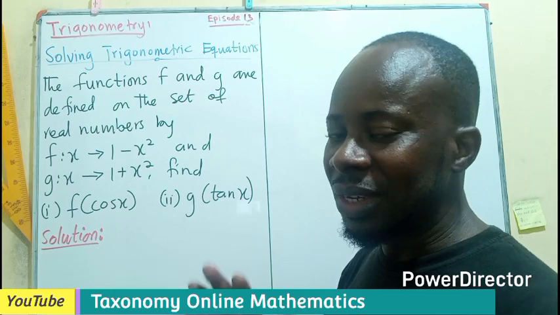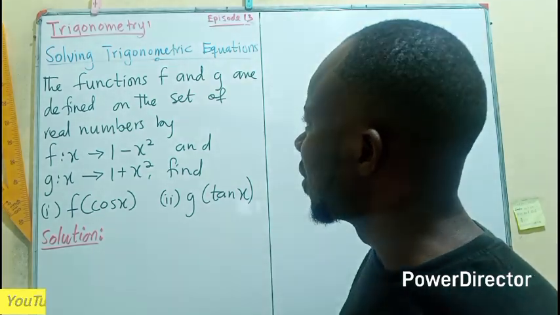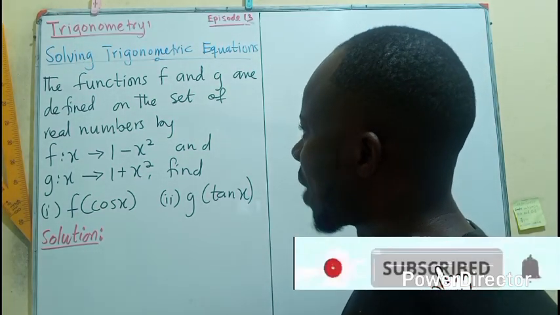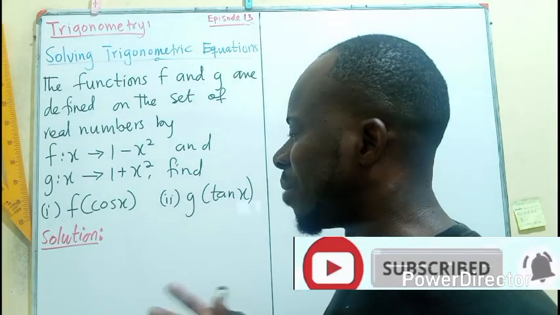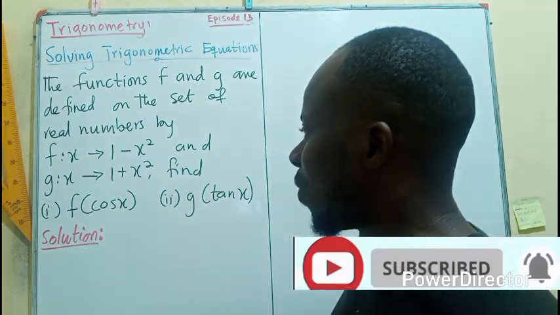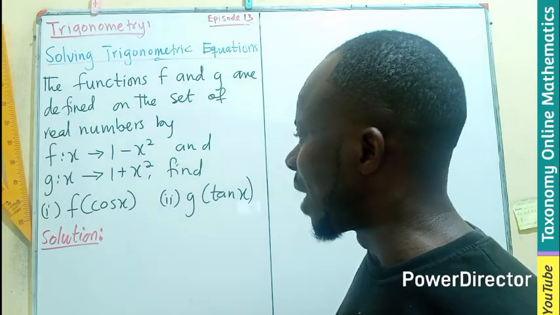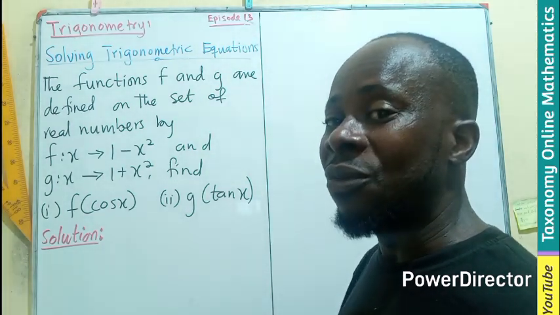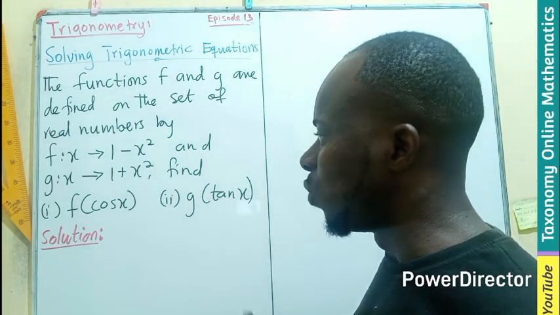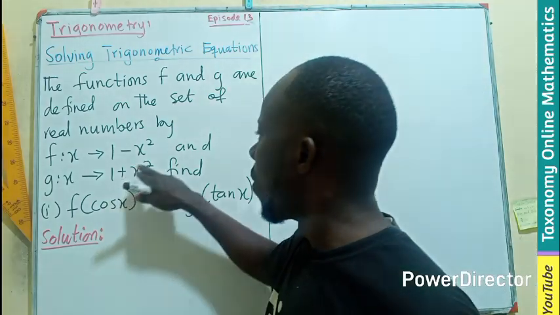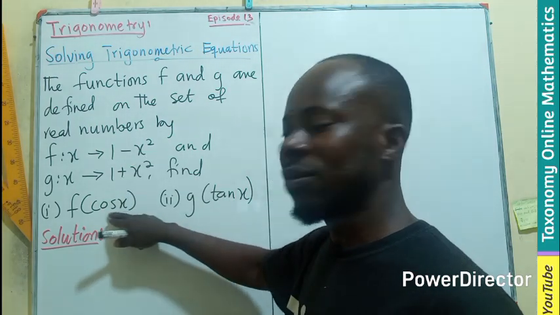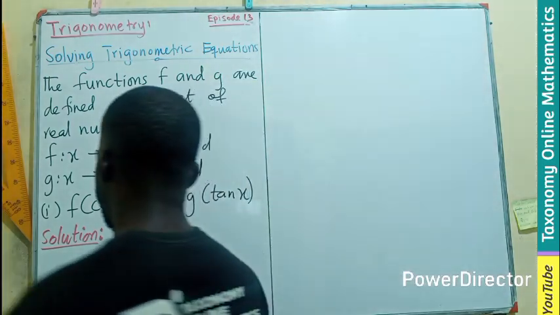This is a little bit of a blend of functions. The functions f and g are defined on the set of real numbers by f of x as 1 minus x squared and g of x as 1 plus x squared. We have to find f of cos x. This simply means we have to substitute the value of x here with what? The cos x. So let's see.